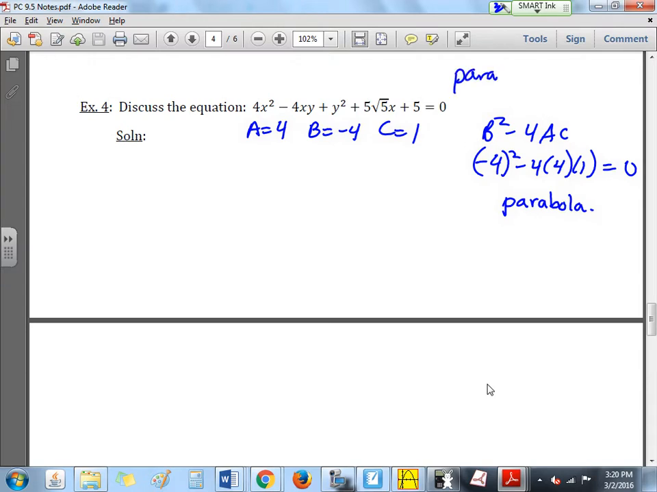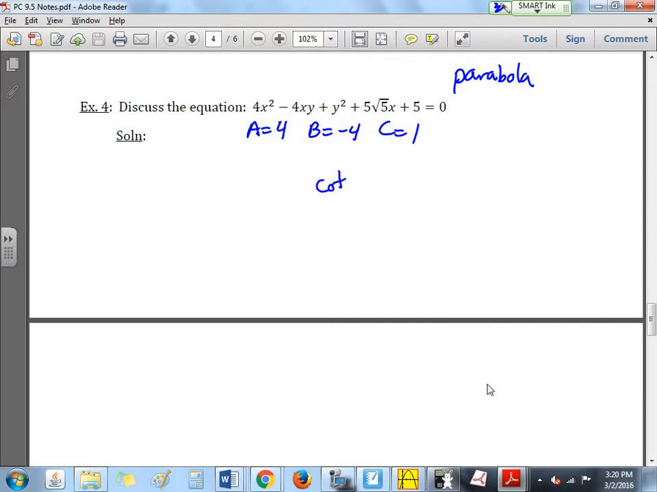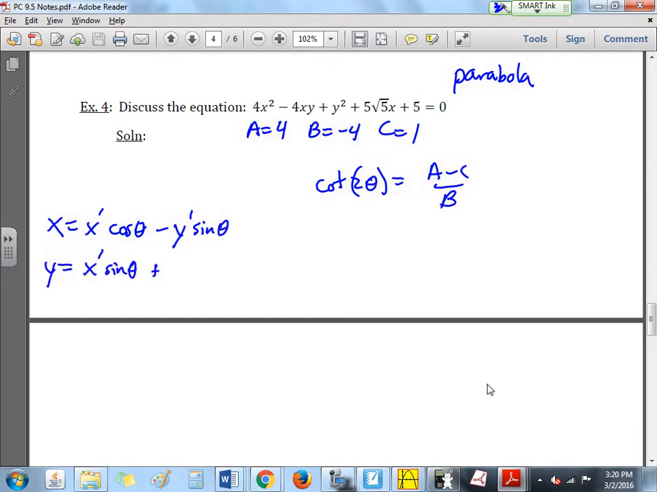Let's write that up here. We're going to need all the space we can get, so I'm going to erase this work. We can also use cot 2 theta equals (A minus C) over B to figure out what theta is. This might get a little awkward, but in the end, we're really not that interested in theta itself. We're interested in cos theta and sin theta. So we're interested in x, which equals x prime cos theta minus y prime sin theta, and y, which is x prime sin theta plus y prime cos theta. If we can't find theta, we'll at least find cos theta and sin theta.